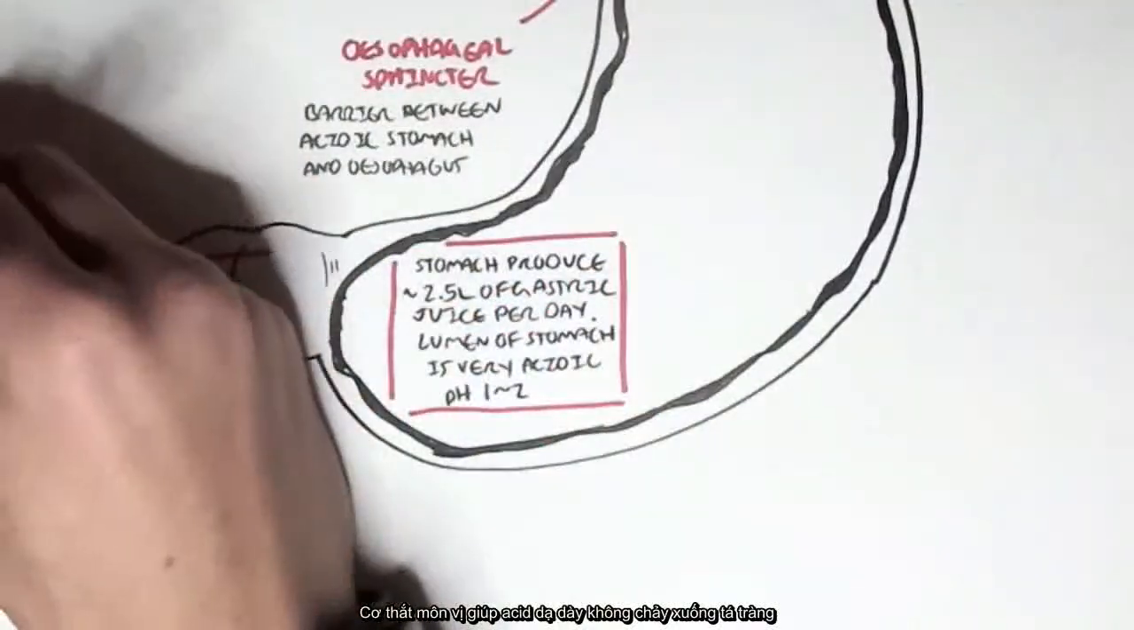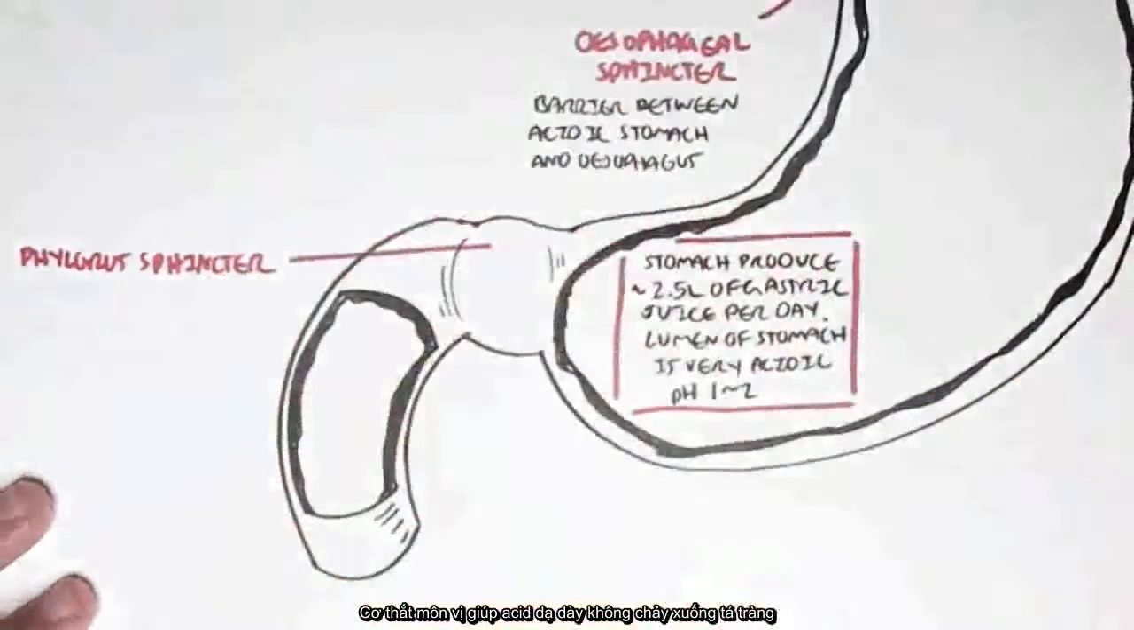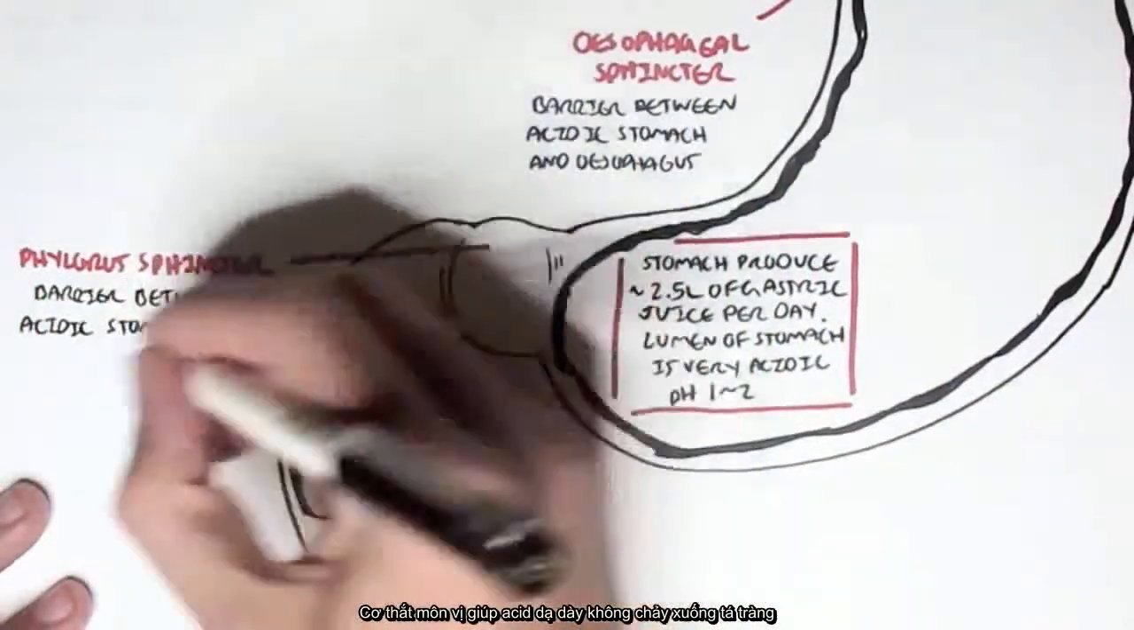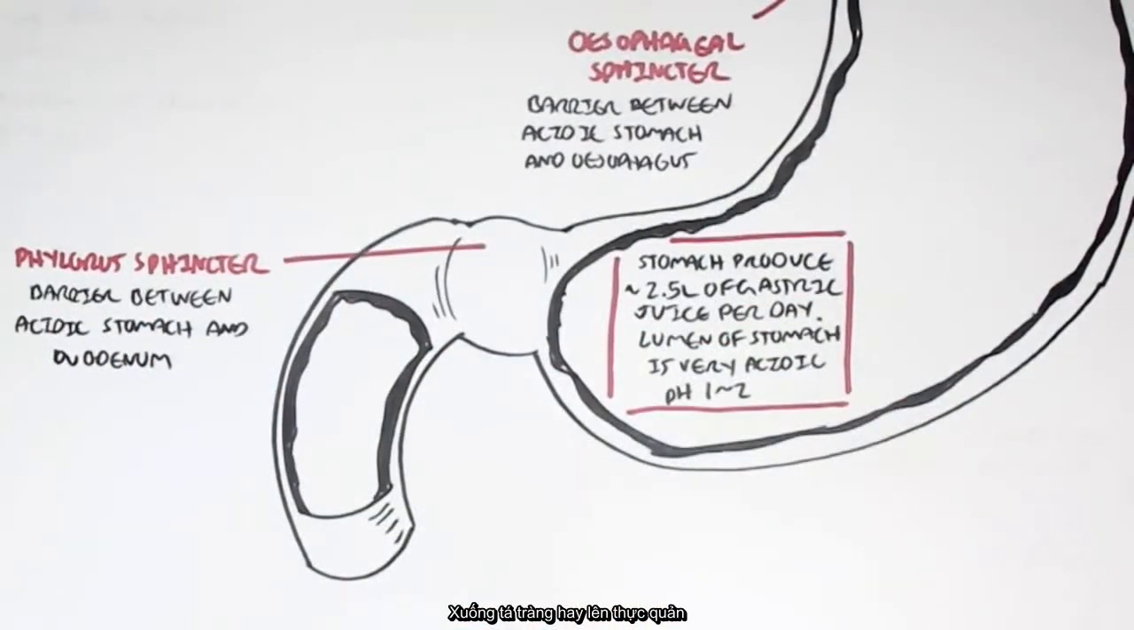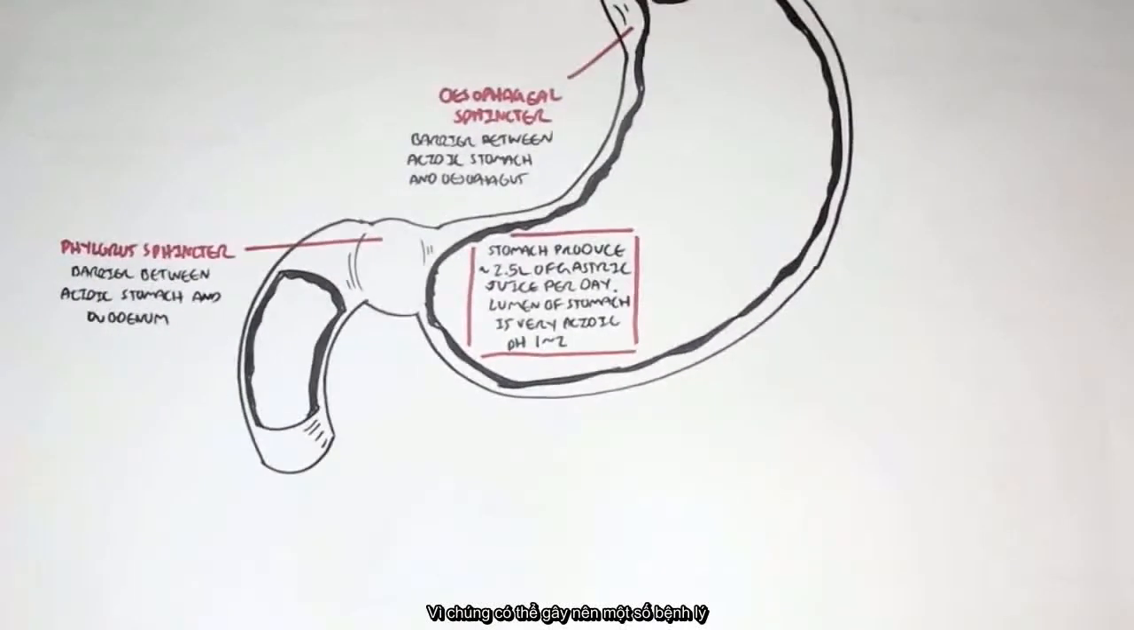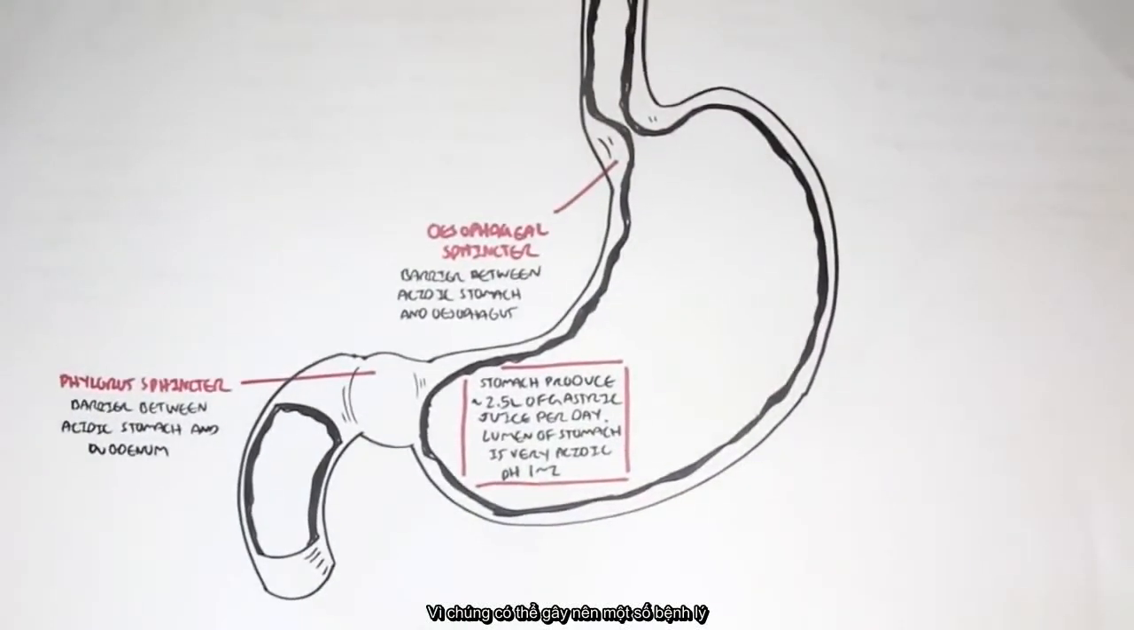And the pylorus sphincter is the barrier between the acidic stomach and the duodenum. We would not want acid from the stomach to go into the duodenum or the esophagus, otherwise it might cause some uncomfortable conditions.